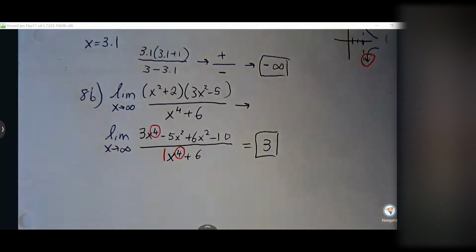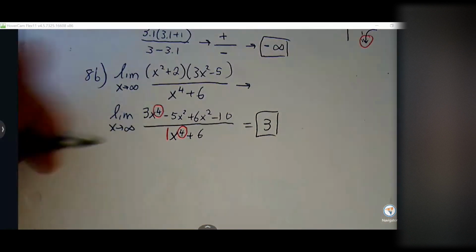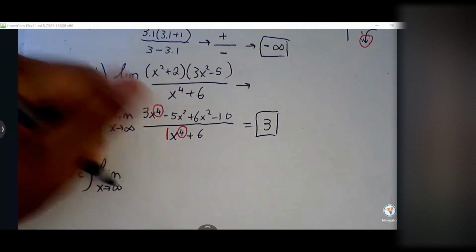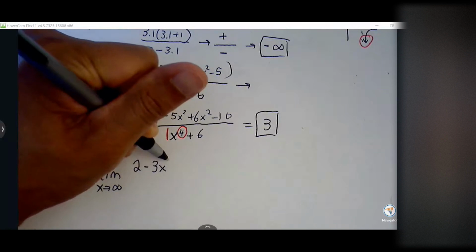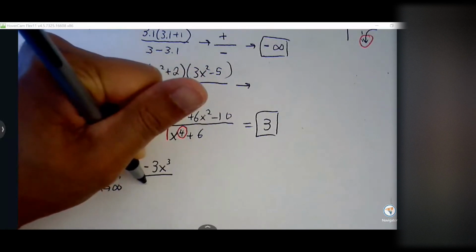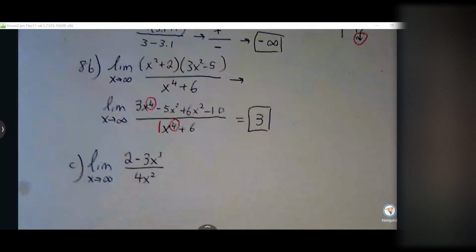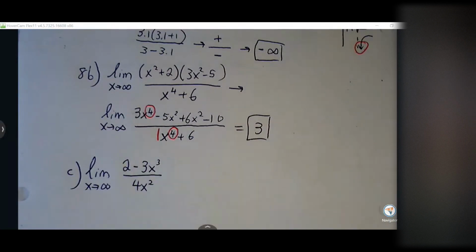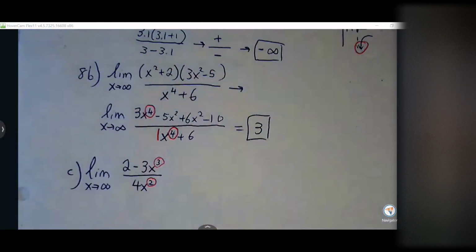Yeah, let's talk about the other two scenarios. Okay, so if the degrees match, we take the ratio of the coefficients. Let me do a part C and D here. What if it was limit as x approaches infinity of 2 minus 3x cubed over 4x squared? And still infinity. We're still going to compare degrees, but now what do you notice? Numerator is higher, so what does that mean?